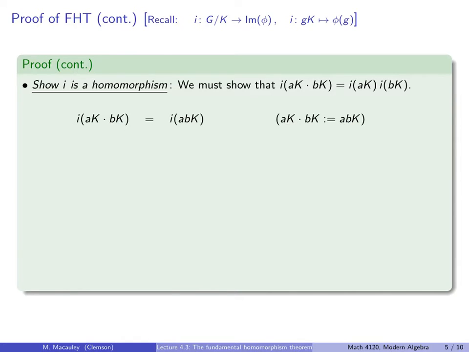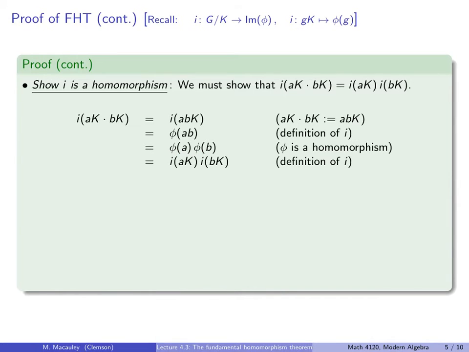And now, what's the definition of this? I of ABK, use our definition of I up here, and that's phi of A times B. Now, what do you want to do with this? You want to break this up into two pieces. Phi of A times phi of B, because phi is a homomorphism. And now what are these things equal to? This is I of AK and this is I of BK, just by definition. And that's what we had to show. Therefore, I is a homomorphism.